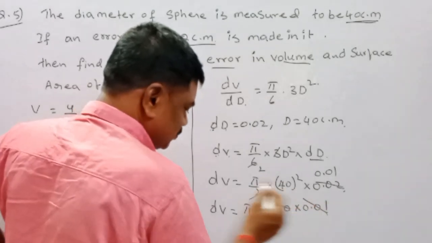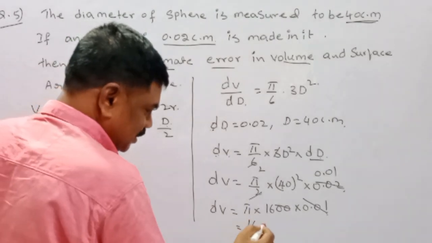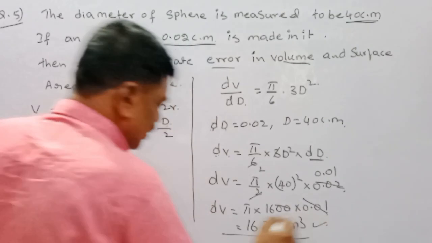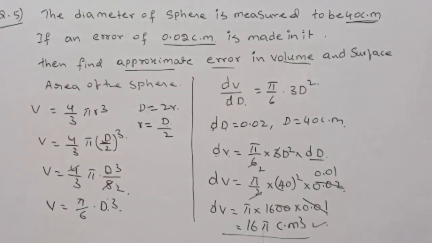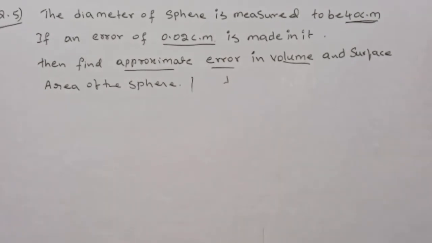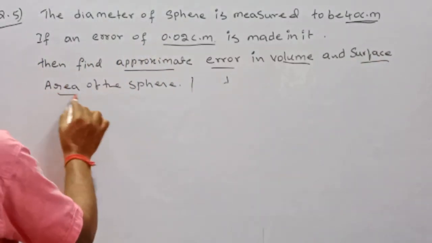2 zeros cancel, equal to, what is the value? 16 pi centimeter cube is the error in volume. Okay, all of you, that's all. Then we have to find the error in surface area.